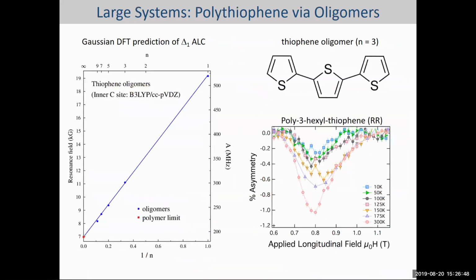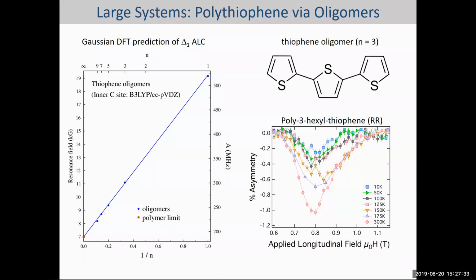Okay, another type of large system is polymers. So this is an attempt to understand the spectroscopy of polythiophene via oligomers. So one can take finite length polythiophene oligomers and do the DFT calculations and look at the systematic change of the hyperfine coupling as you increase the number of rings in your oligomer chain. And of course you can do this and you can get a trend and then you can extrapolate. So this is plotted against 1 over n. So it forms a nice linear behavior against 1 over n. So you can extrapolate to the polymer limit and get a prediction of what the polymer would look like.